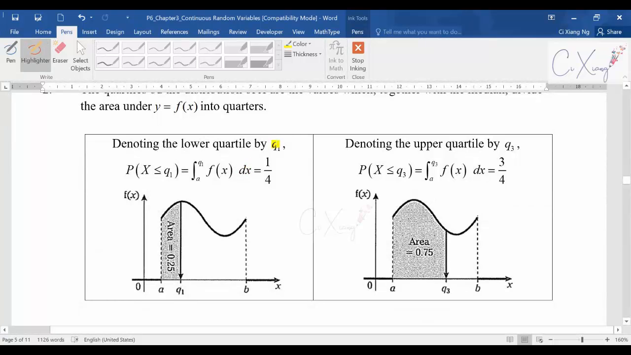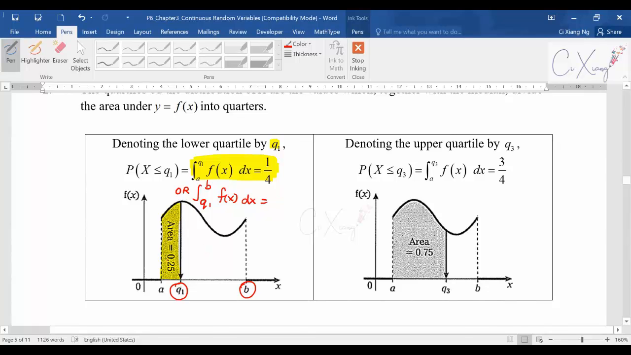So for the lower quartile, it means what? First quartile, so we label it as Q1. The first quartile covers the first 25% of your data. That means from the smallest value until the first quartile, it is 25%. So you can write it like this: integrate from A until Q1 of f(x), it equals 1/4. Or you can do it the other way around. That means when you integrate from Q1 until B for the function itself, what value should you let it equal to?